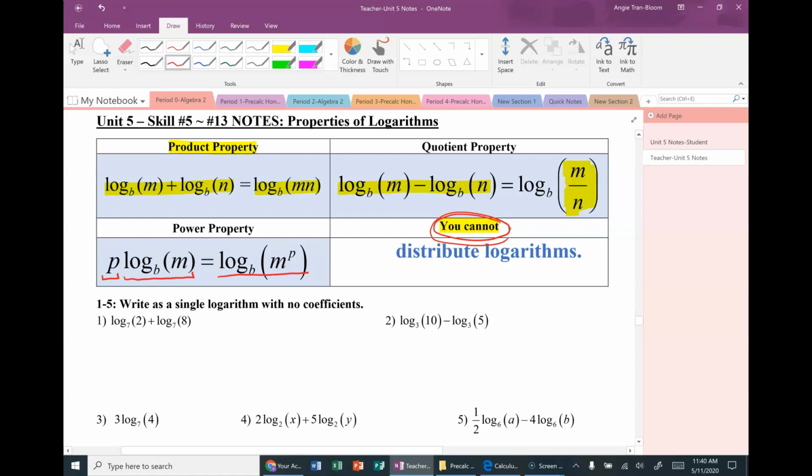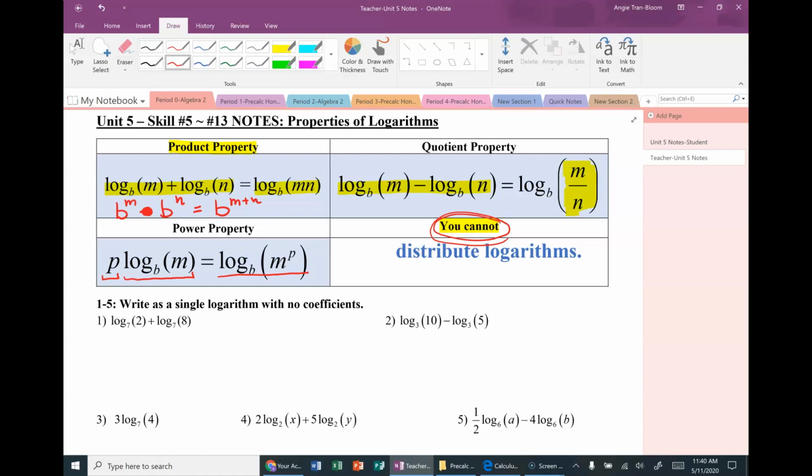The reason for all of these properties of log is because if you remember, if you had an exponential, let's say you got b to the m times b to the n. In exponential, that becomes b to the m plus n. So log is the inverse of exponential. So that's why in log, if it's addition, it becomes multiplication.